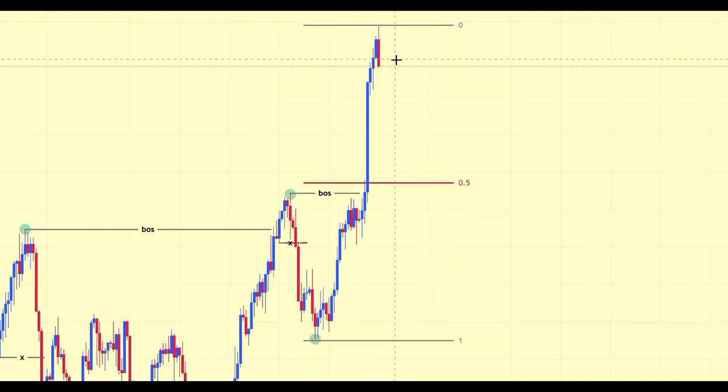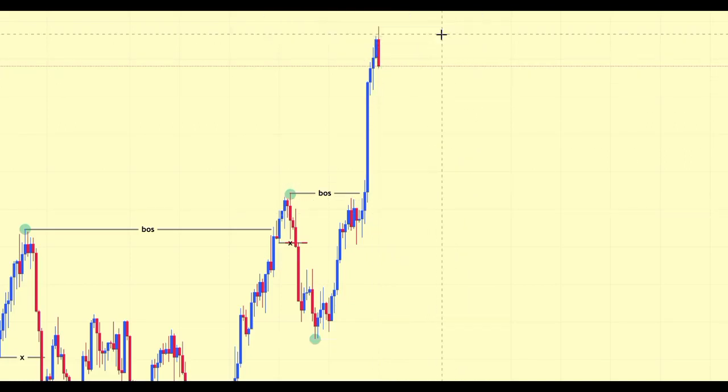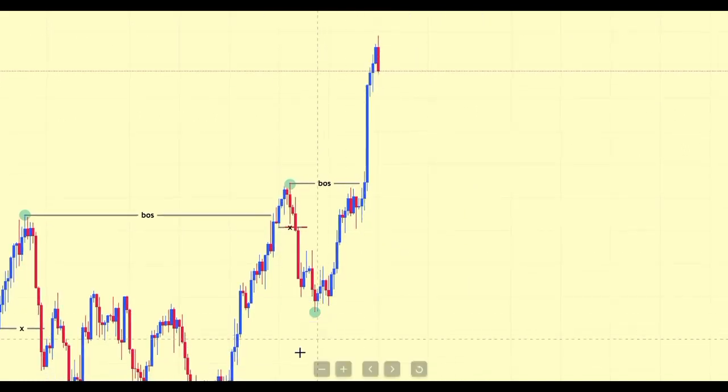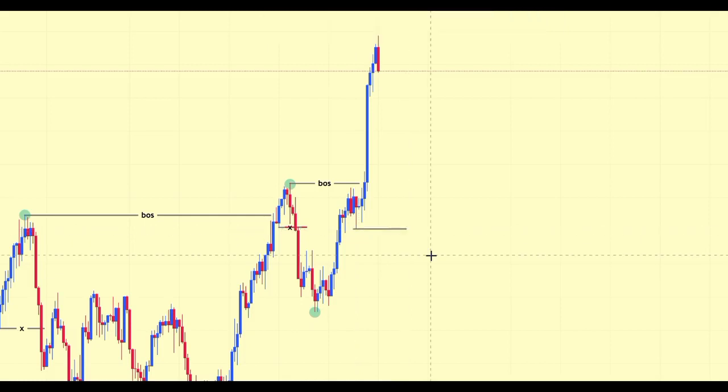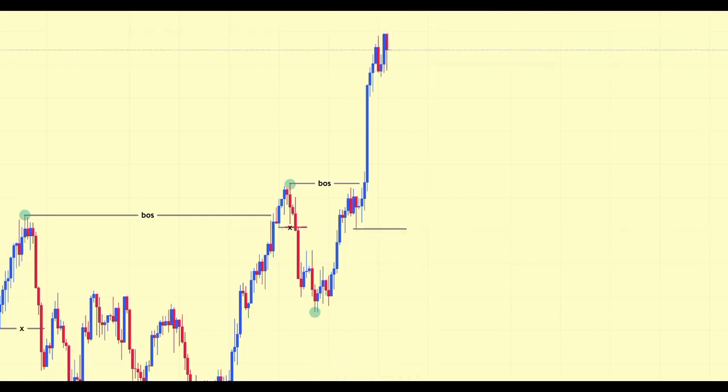Because price has not yet taken out the recently formed valid pullback low. And so if I am to mark the recently formed valid pullback low, we can clearly see where it is exactly right here before the break of structure. So that's where the recently formed valid pullback low is. So let me continue running price.